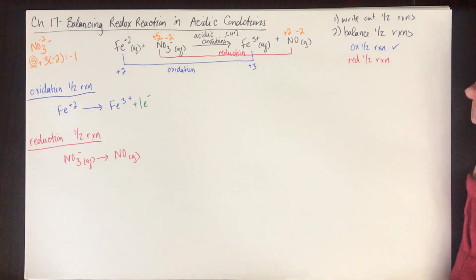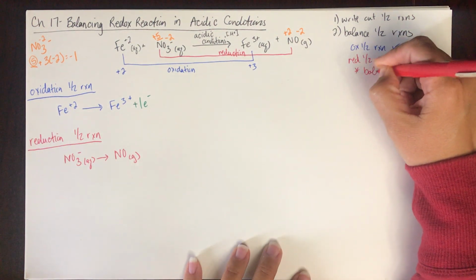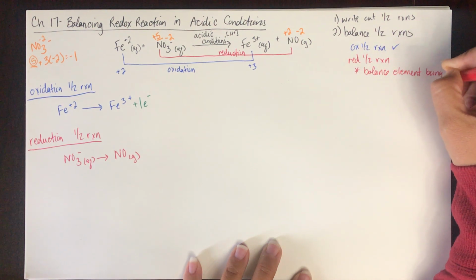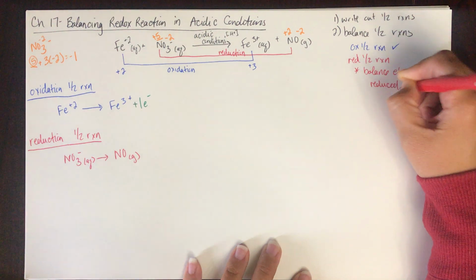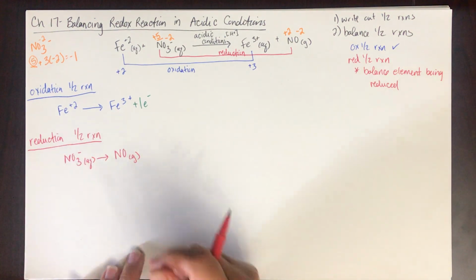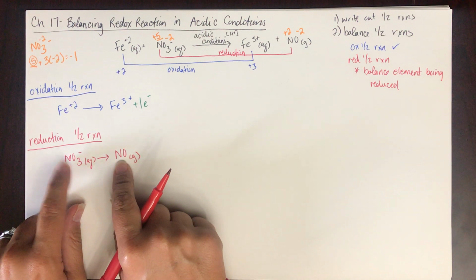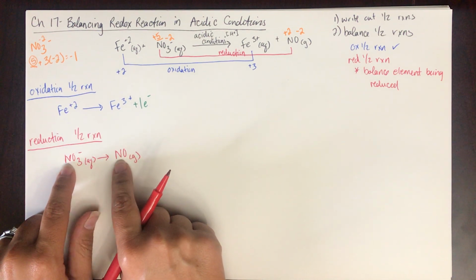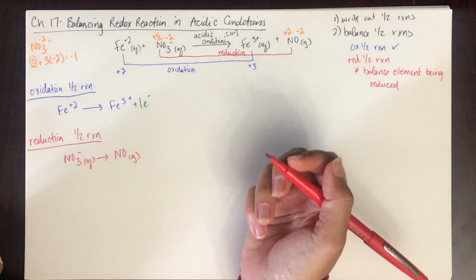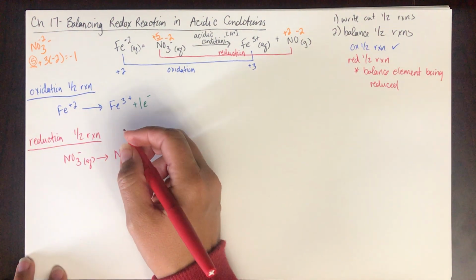First, we need to balance the element being reduced. We said the oxygen is not being reduced because its oxidation number doesn't change. The nitrogen is being reduced. So we need to balance the number of nitrogens. Well, I have a nitrogen on this side and a nitrogen on this side. So there's one nitrogen on both sides of the arrow. So that is done. I'm going to write this down here too, and we'll go through each step.